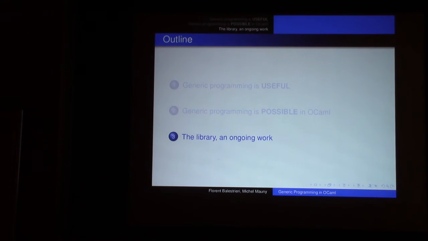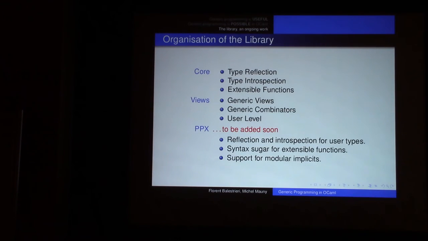Now I will talk about the design of the library. It's far from being finished. I see three parts in this library. The core is mostly done. Yeah, it's done, it's documented, and this is where all the low-level stuff happens. Type reflection, which is the extensible universe of types. Introspection is a very low-level generic view that captures precisely details of the OCaml types.